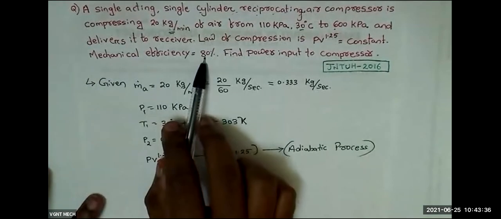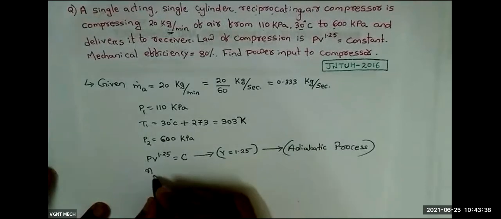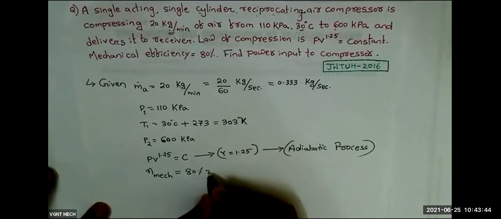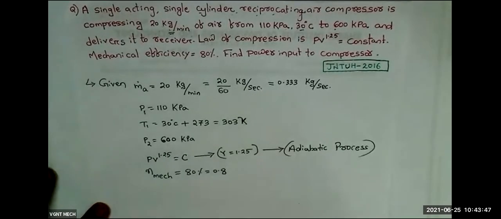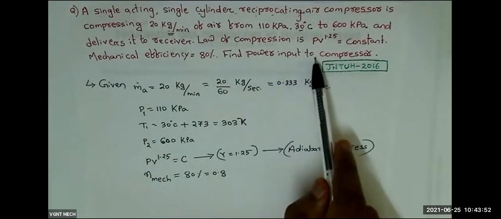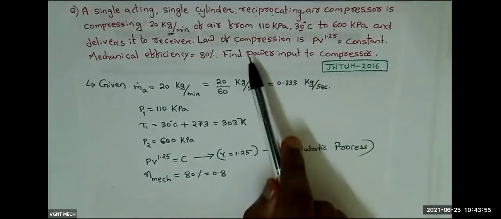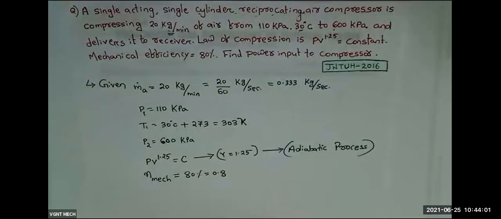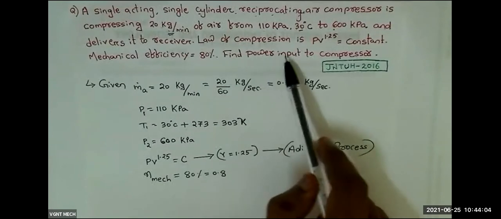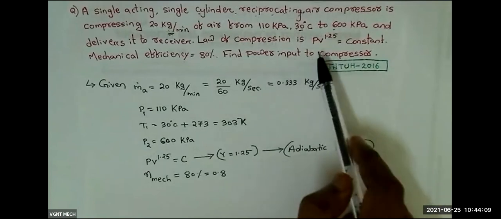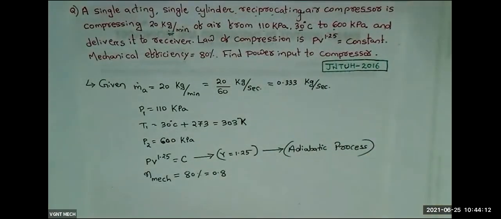And the mechanical efficiency is given as 80%, so mechanical efficiency is equal to 0.8. What we have to calculate is the power input to the compressor. Can you tell me what this power input to the compressor is? Whether this is brake power or indicated power? We have to find out the power input to the compressor. So this means we have to calculate either brake power or indicated power. Can you tell me?